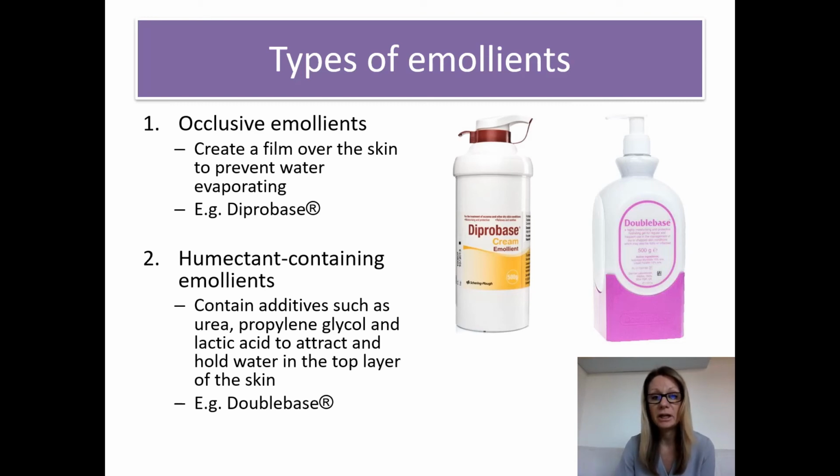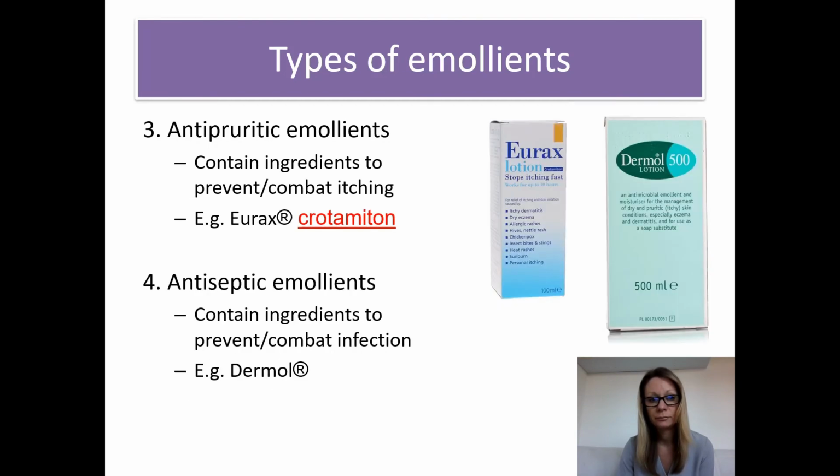So you've got occlusive emollients. They create a film over the skin, preventing the water evaporating. Humectant-containing emollients contain additives like urea or lactic acid, and they attract and hold water to the top layer of the skin. Some emollients have ingredients in them to help stop itching, and there are also antiseptic ones, so they contain an antiseptic to help prevent infection.